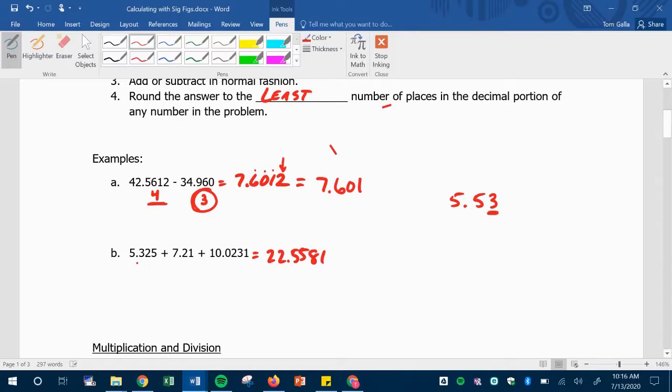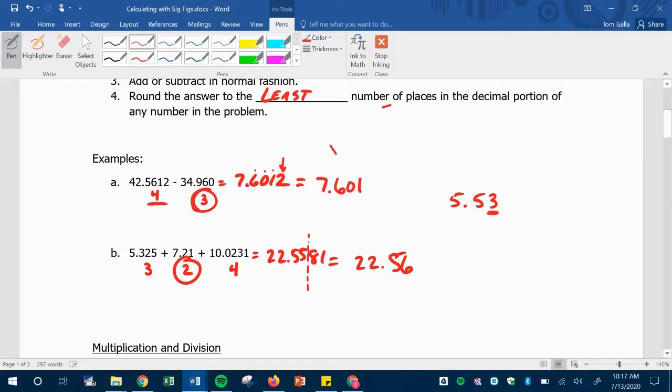Now let's look at our digits, meaning our decimal places. In our first number, we have 3 after the decimal place. In our next number, we have 2 after the decimal place. And in our last number, we have 4 after the decimal place. Because 2 is the lowest, our final answer should round to 2 decimal places. So we keep the first 2 decimal places. There's our cutoff line, and now we look at the 8. Since the 8 is going to round up, our final answer becomes 22.56.